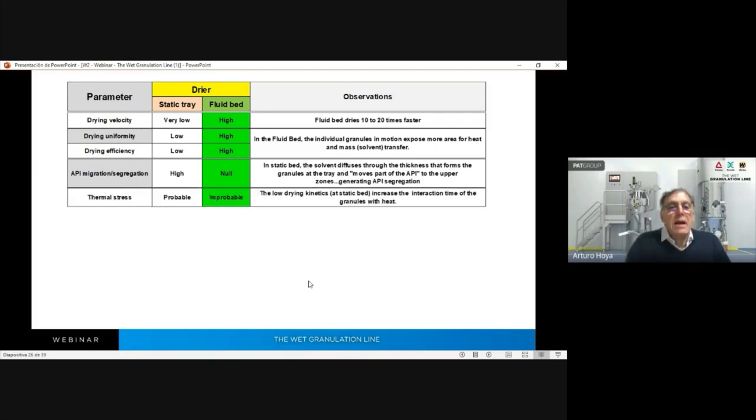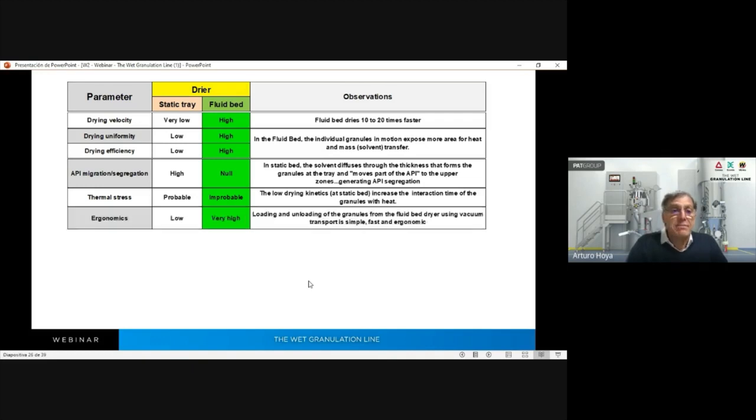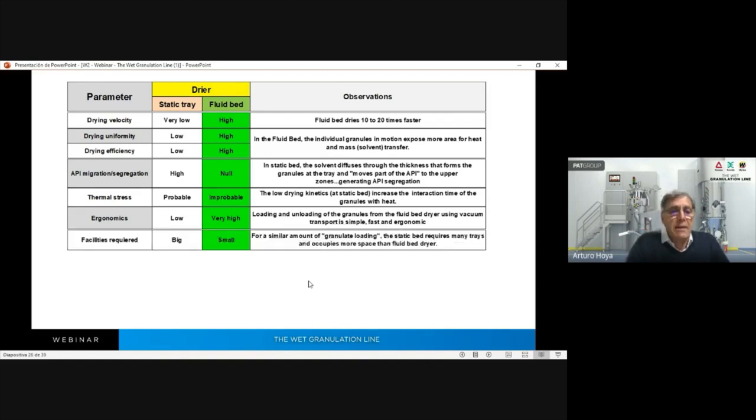So this is another advantage. Thermal stress is probable in the static tray and improbable in the fluid bed. Why? Because the lower drying kinetic in the static bed increases the interaction time of the granules with heat. Another question refers to the advantage in ergonomics. Ergonomics is low in the static tray and very high in the fluid bed. Loading and unloading the granules from the fluid bed uses vacuum transport, which is simple, fast, ergonomic, etc. The facility required is big in the case of the static tray and small for the fluid bed dryer.